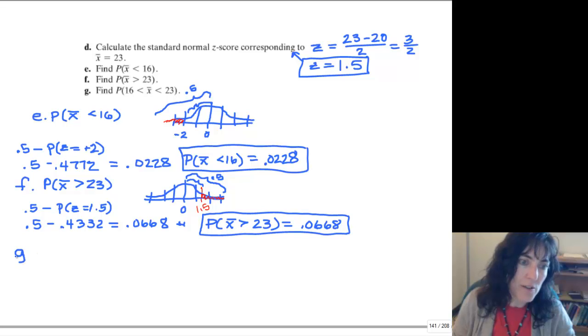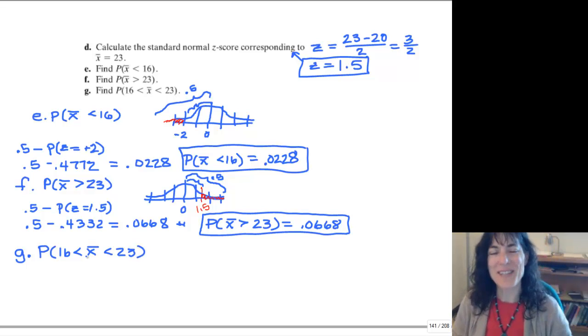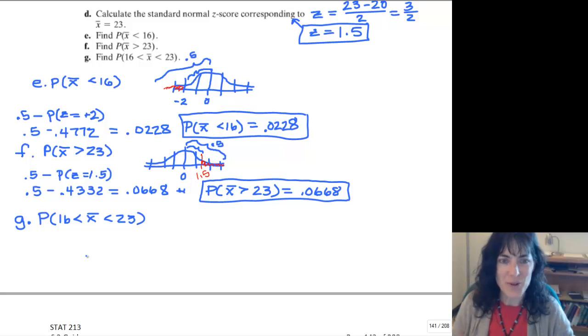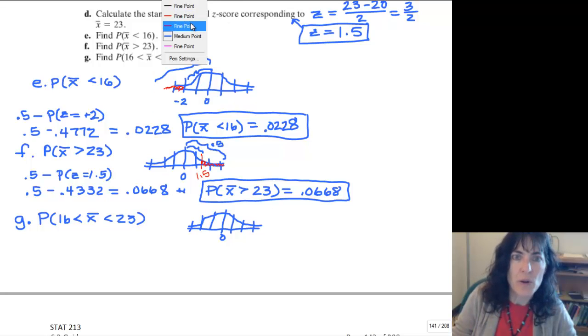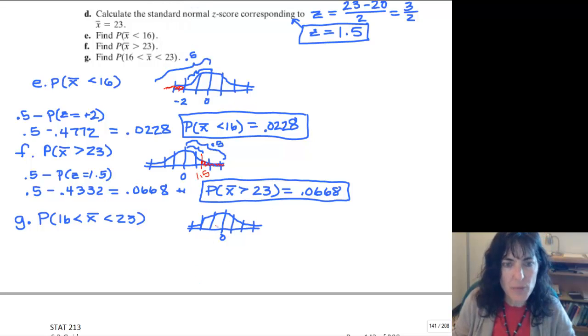And then part G, find the probability that 16 is less than x bar is less than 23. Well, that was nice. They let us use the same numbers over and over, so we don't have a whole lot extra to do. Let's just draw our picture real quick. And we know we have 0 here, and we know we want it to be in between negative 2 and 1.5, so we're looking at all of this area here.